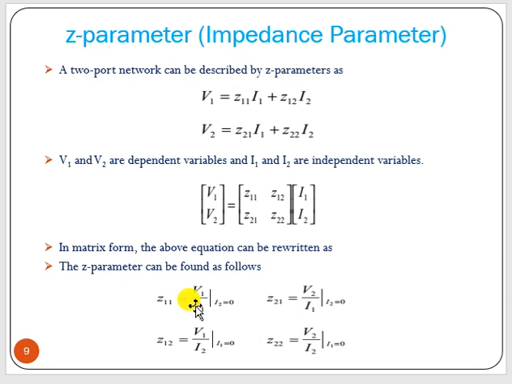Now Z11 is V1 by I1. V1 and I1 are both at the input port, so this is the input impedance Z11. Z22 is V2 by I2, both at the output port, so Z22 is the output impedance. Z12 is V1 by I2, a transfer impedance, so it is called trans impedance. Z21 is also called trans impedance.